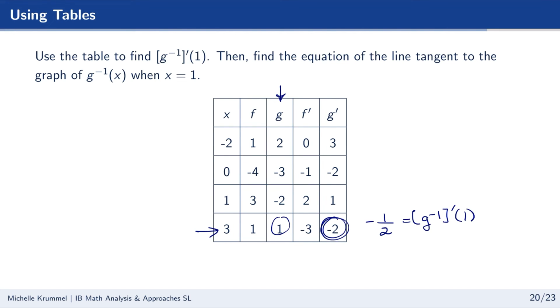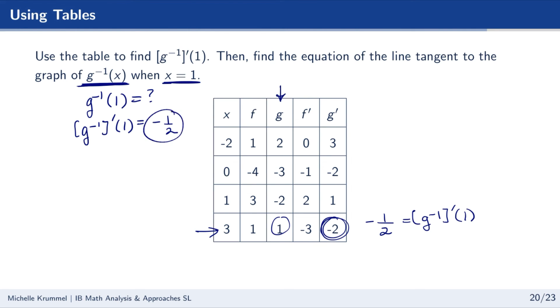If we want the equation of the line tangent to g inverse, we need two things. Remember how we find the equation of a tangent line? We need g inverse of 1 and g inverse prime of 1. Those are the two things we need. Well, we just found g inverse prime of 1 is equal to negative 1/2. Okay, that's our slope of the tangent line.